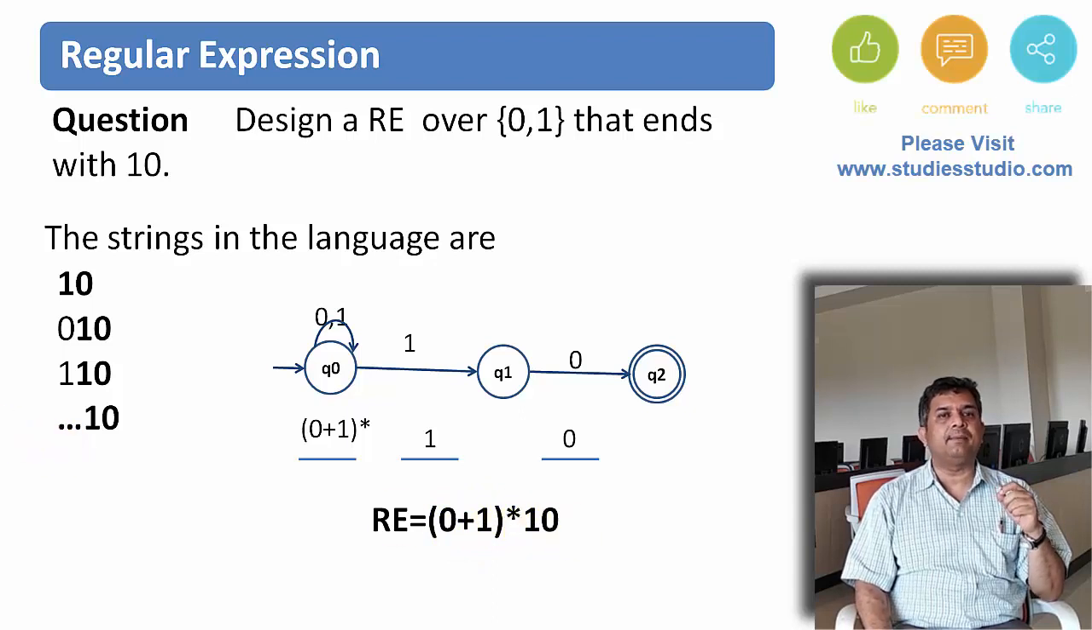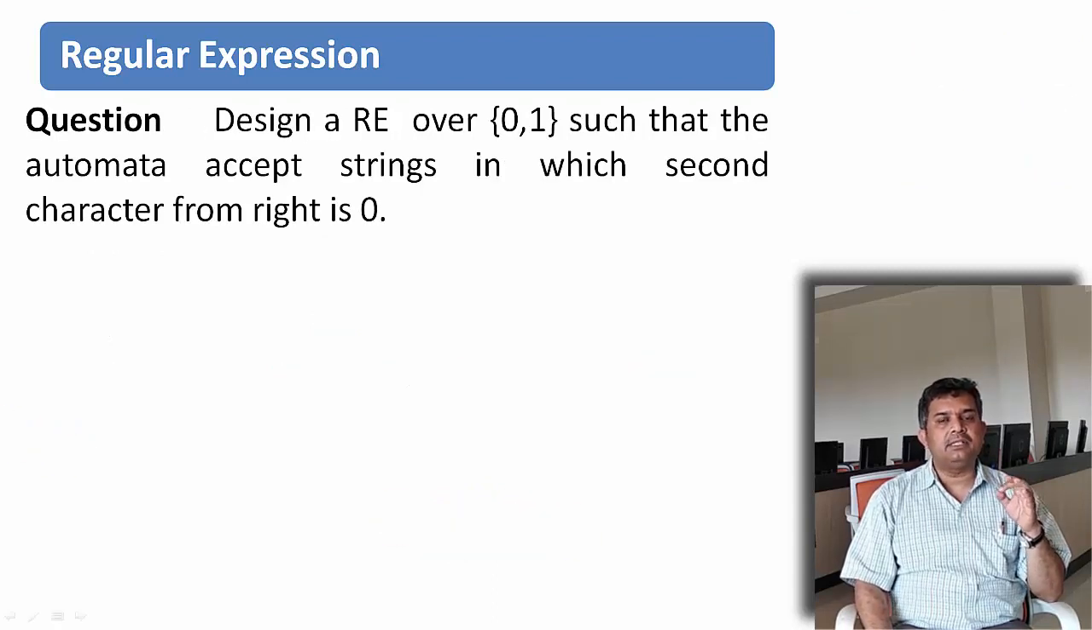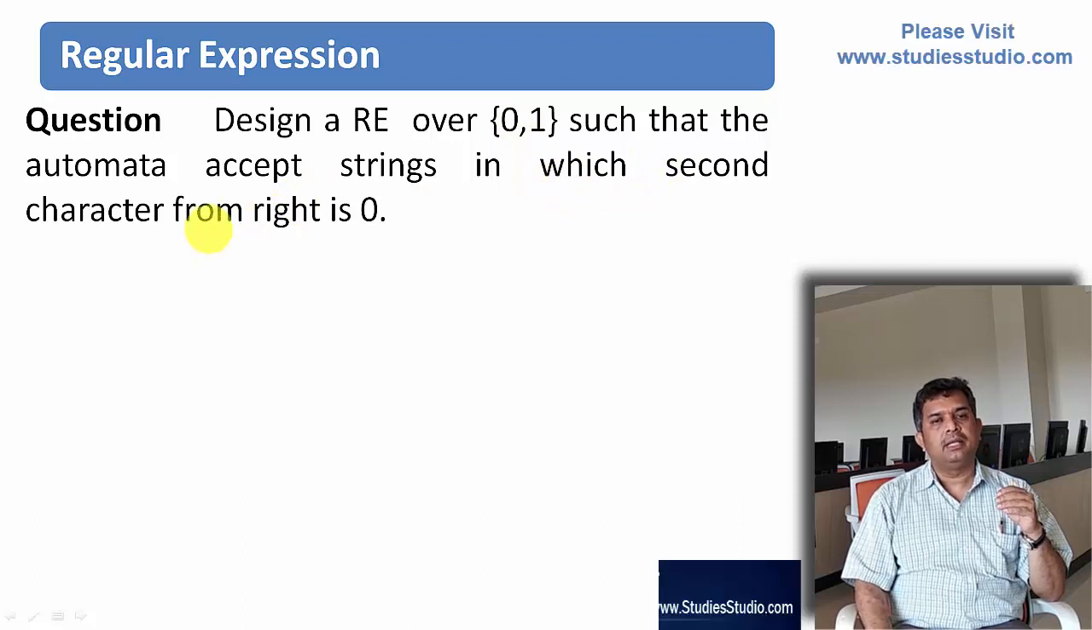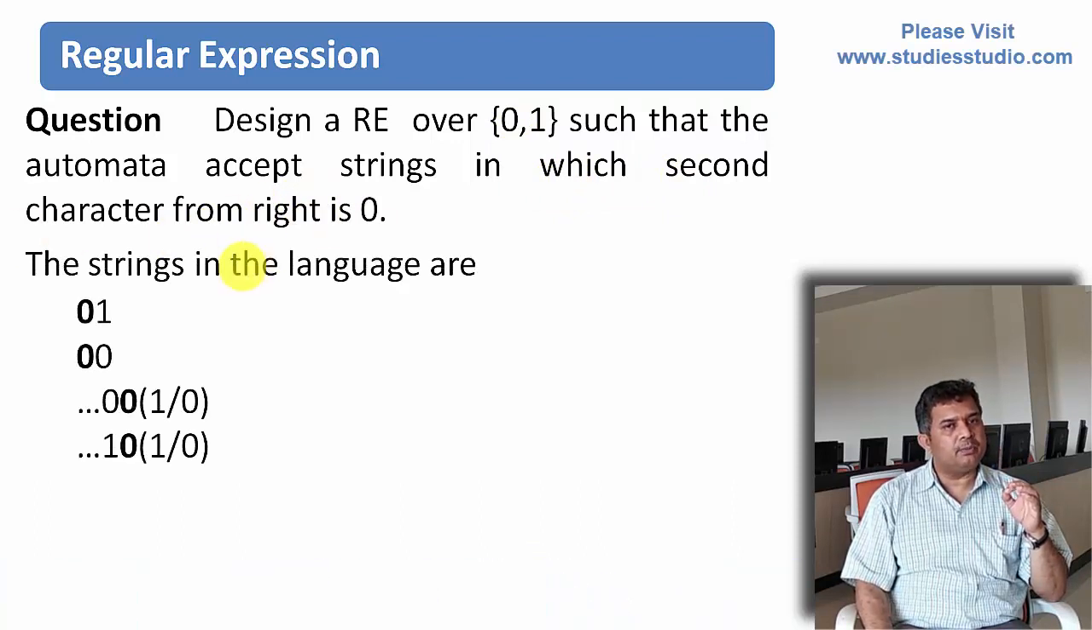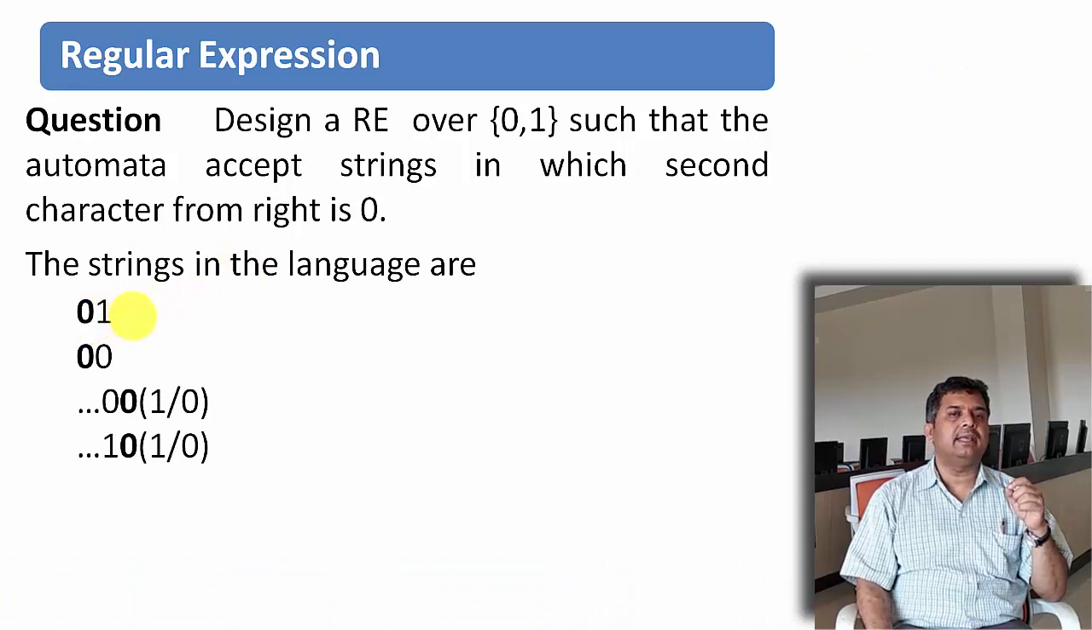Let us take one more example. I am designing a regular expression over 0 and 1 in which the second last character is 0. So the strings that are accepted by this language are these. It means from the right, the second character is 0. So I can have 0 or 1 as the last character, then 0, and before that anything else.